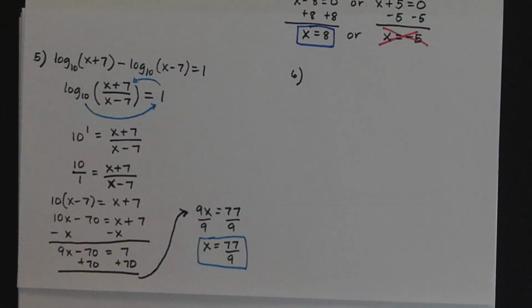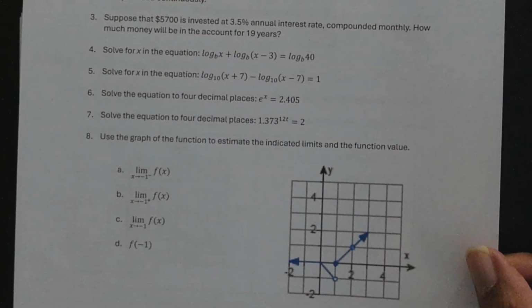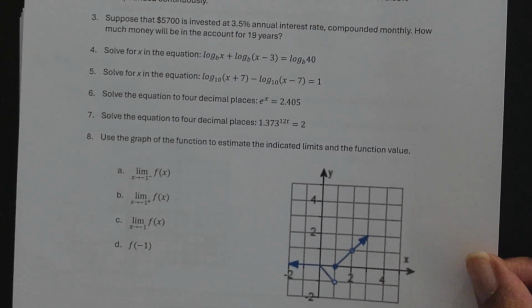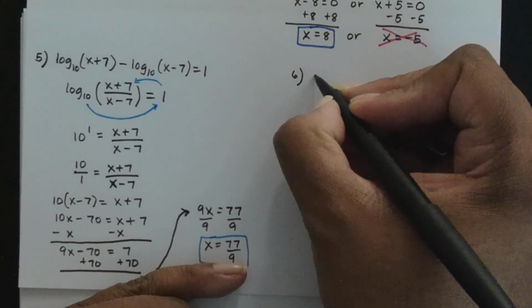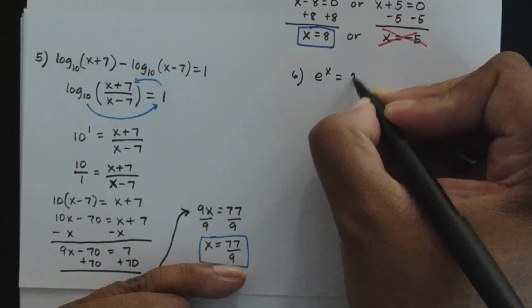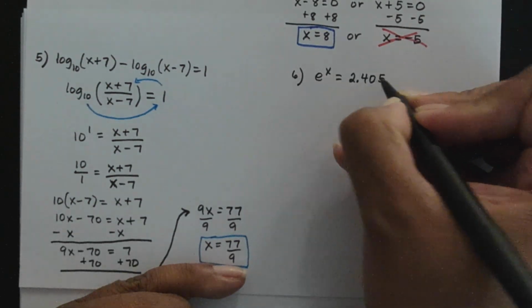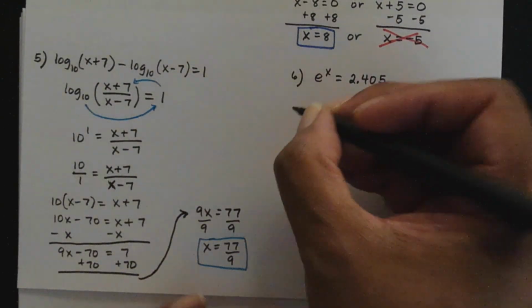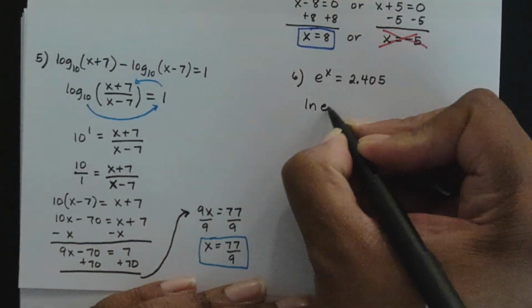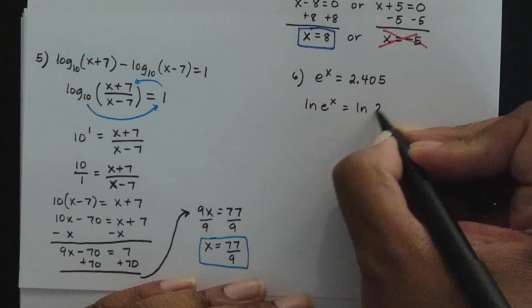All right, number 6 is to solve the equation to 4 decimal places. Here you've got e to the x equals 2.405. Now, since e and the natural logarithm are inverses of each other, it would be best to go ahead and take the natural log on both sides. So that's what I would do here.